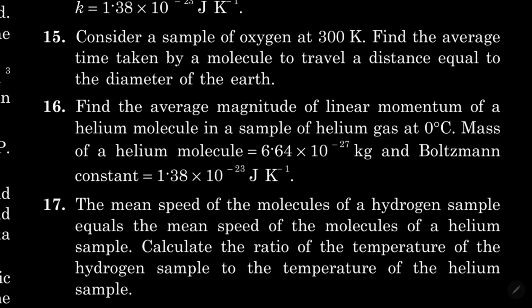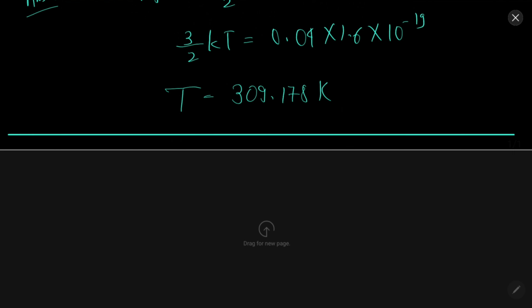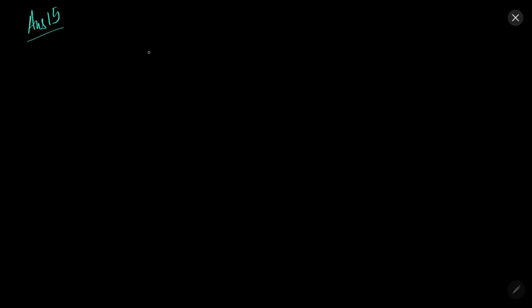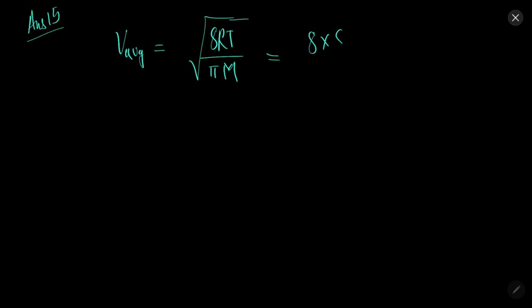In question 15, we need to find the average time taken by a molecule to travel a distance equal to the diameter of the Earth. Solution 15. So now average velocity is root 8RT over pi m. 8 into 8.3 into 300 over 3.14 into 0.032.